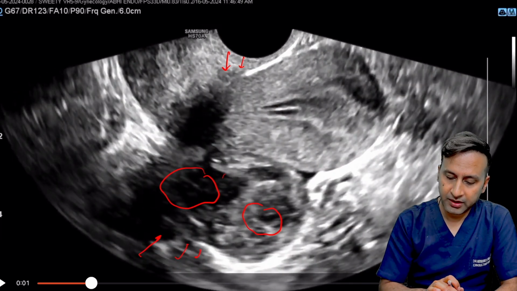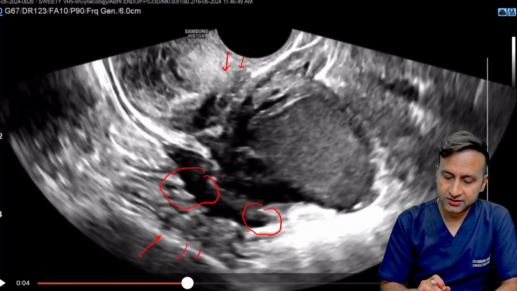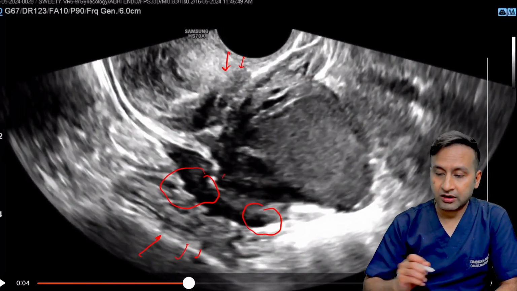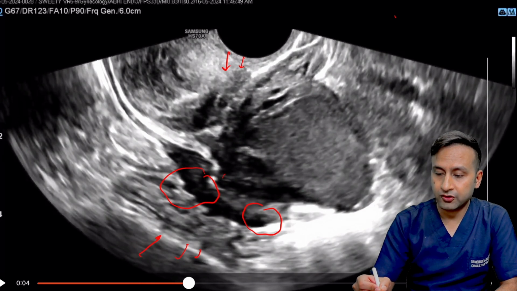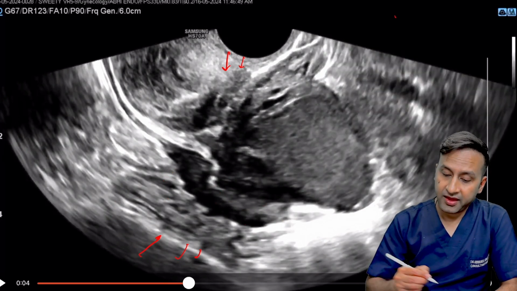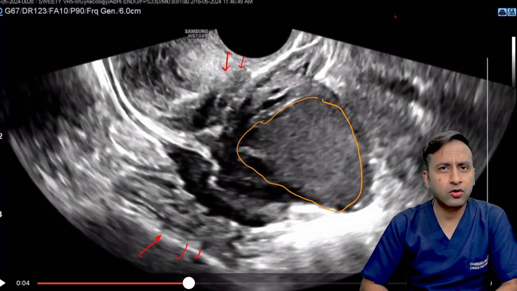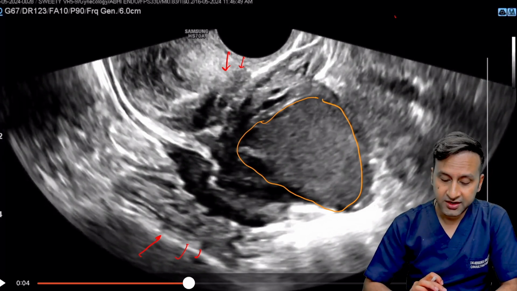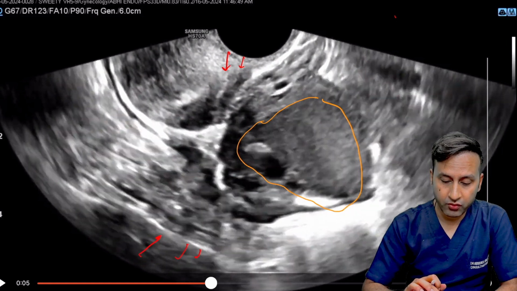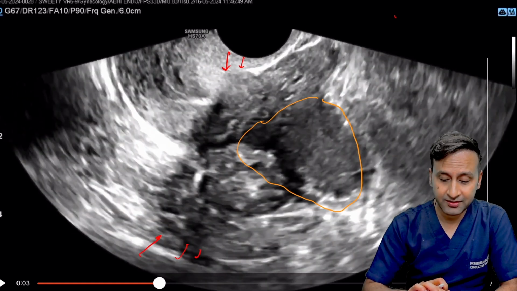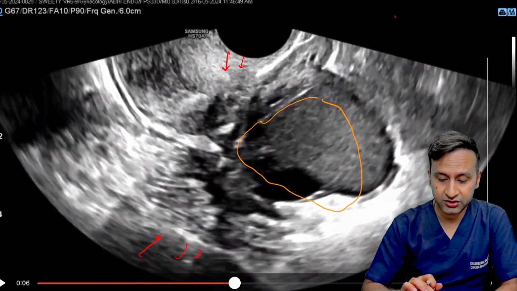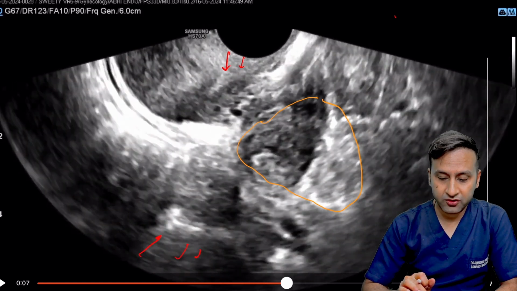Then when I'm maneuvering my probe towards the other side, what do I get? In the other ovary, I have a clear cut sign of endometriosis. What is this sign? Here, I can see a large endometriotic cyst. I hope all of you will be able to identify it. But there is something else, and brownie points to the person who can tell me what is something else which is associated with this particular ovarian endometriotic cyst.